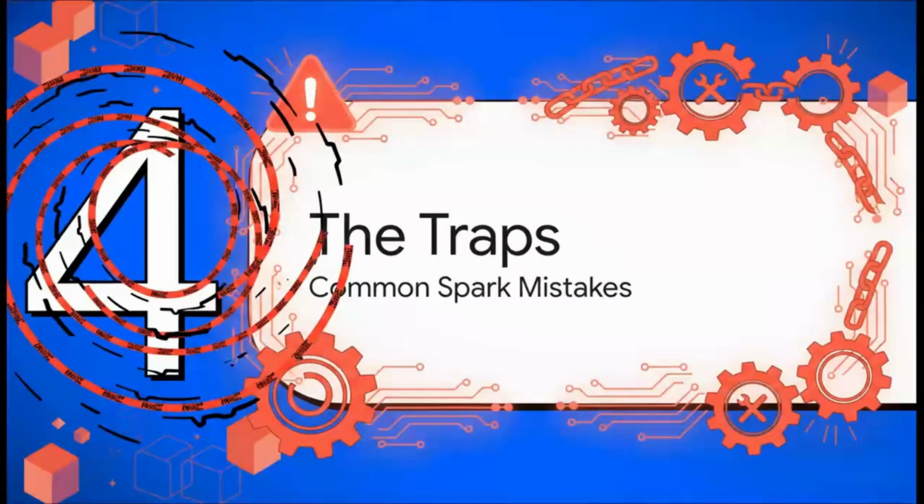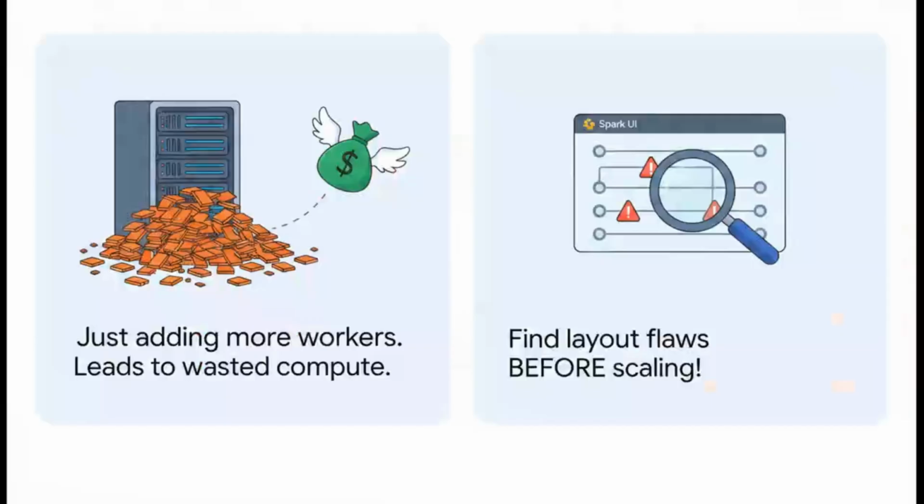Section 4. The traps. Avoiding common Spark mistakes. Because look, even with the best intentions, it is so easy to make critical mistakes here. And the biggest myth in data engineering is this thought process of, oh, I'll just add more workers and turn on auto-scaling, and that'll make my job faster.